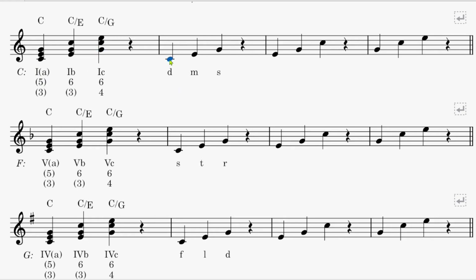Let's look at the broken chord form. We sing in solfege according to movable Do system. C major, C sings as Do.